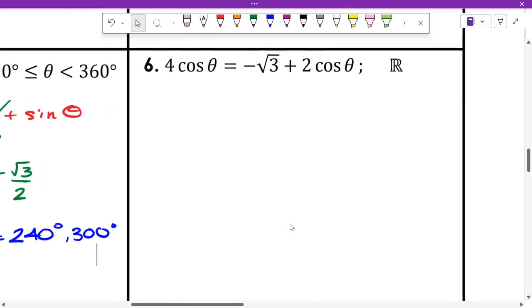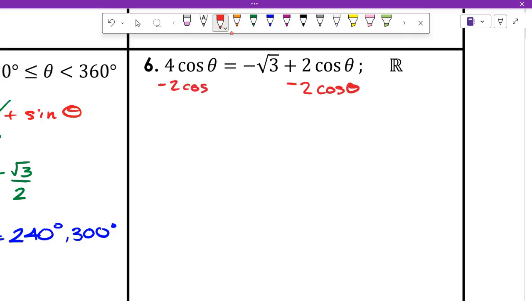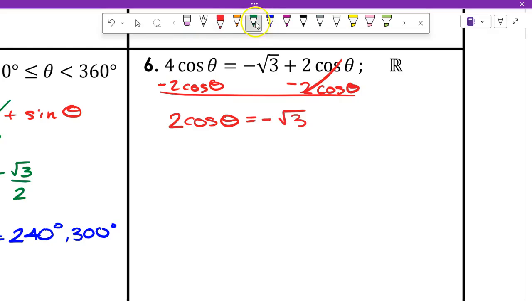Okay, number 6. So right here with this one, again, get your cosine all to one side. And so then I'm going to go ahead and subtract 2 cosine theta from both sides. And once I do that, over here I have 2 cosine theta left. And on the right, it's this negative square root 3. To get cosine by itself, we just divide by 2. And now I have cosine of theta is equal to negative square root 3 over 2.